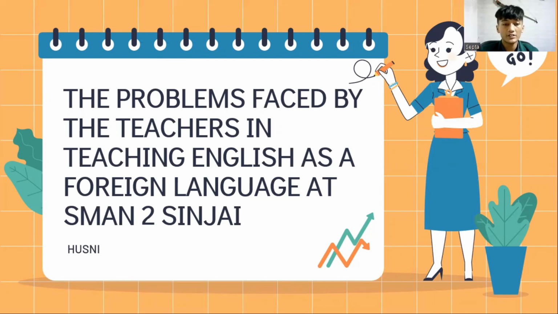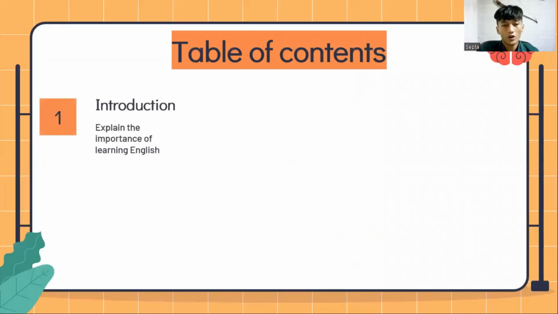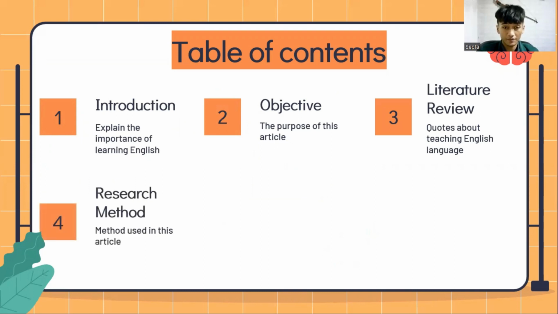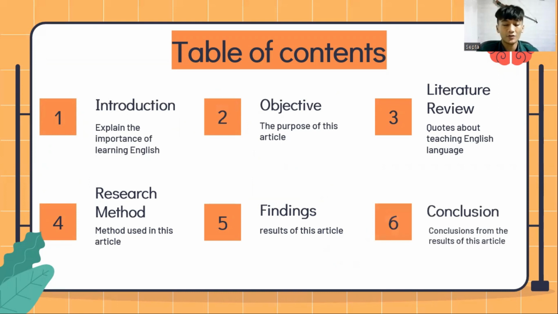With the table of contents, we have the introduction, which explains the importance of learning English. Second, we have the objective, which is the purpose of this article. We have the literature review, quotes about teaching the English language. And we have the research method, which is the method used in this article. And we have the findings, which are the results of this article. And we have the conclusion, from the results of this article. So let's go to the first one, shall we?